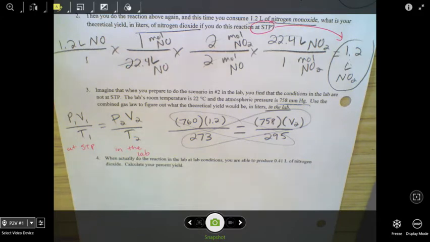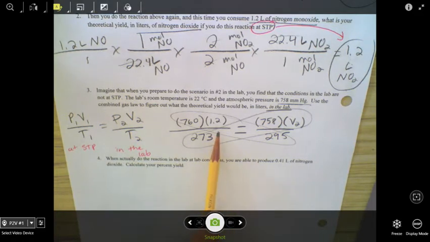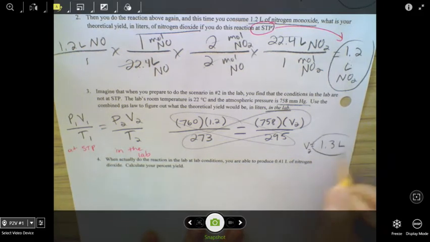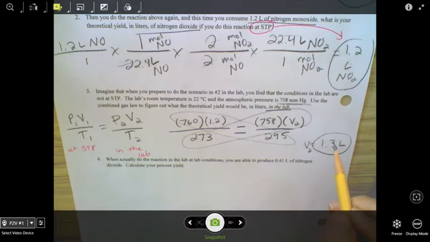This 1.2 only has 2 sig figs. Yeah, always go with the lowest because we're just multiplying and dividing. So you should have gone 1.3, yeah. Right? Okay. V2 should be 1.3 liters. Okay, that makes sense. It's going to be a little bigger because the temperature is a little higher than STP and the pressure is a little lower than STP. Both of those would make it expand a little bit.